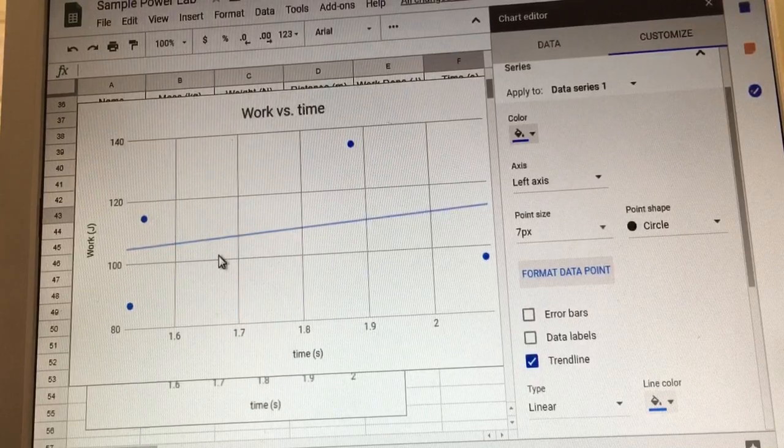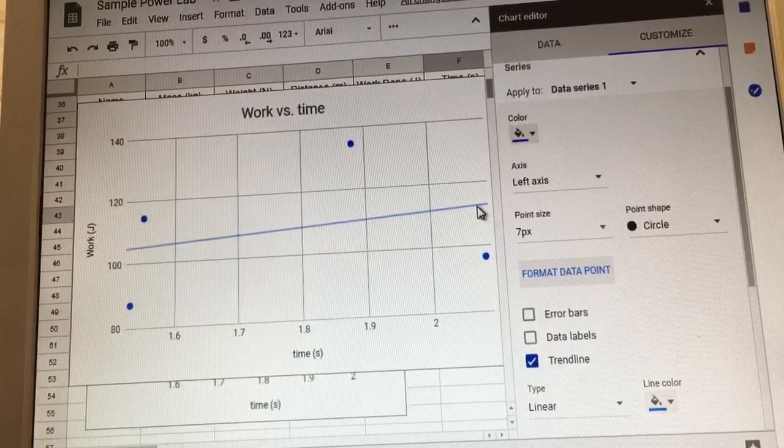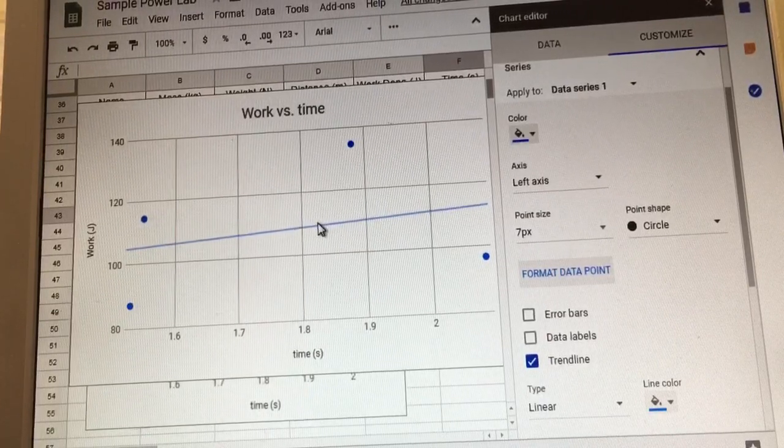So that gets you an idea of how work relates to time. This says that as time goes up, what's happening to the work? It's going up. Is it going up by a lot? Not really. It's pretty flat. This graph is pretty flat. So that's what it's telling us. It's telling us the work's not changing a whole lot based on the time. So maybe time doesn't have anything to do with the amount of work that you're doing.